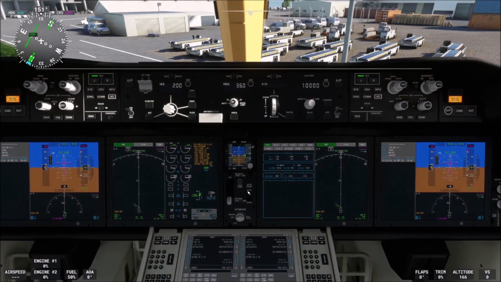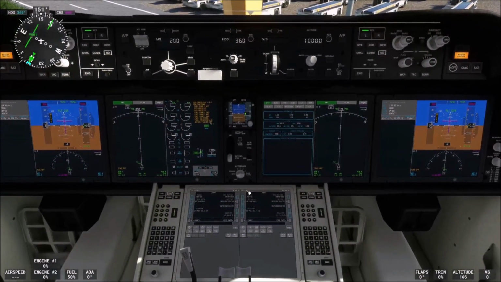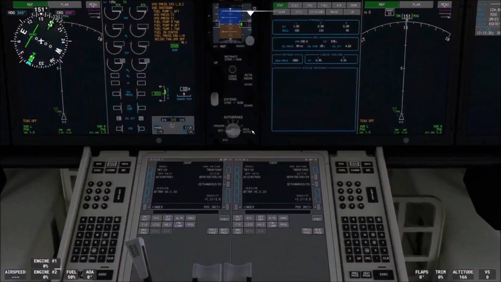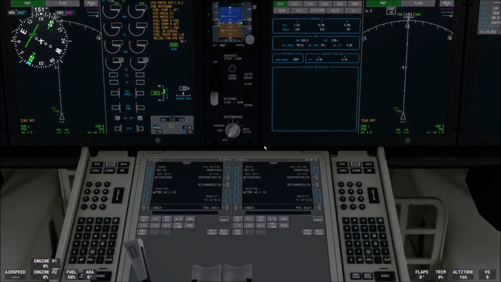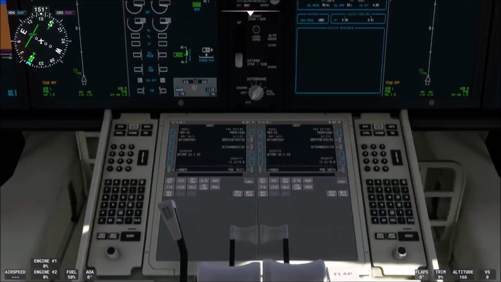Now next is auto brakes, and auto brakes are somewhere here, and this must be set to the RTO position. I think it is from the other direction, isn't it? Yeah, exactly, here it is. So auto brakes are set to the RTO position, and of course you know that RTO is rejected takeoff, isn't it? Next is parking brakes.